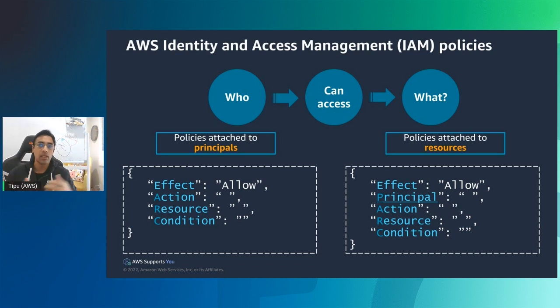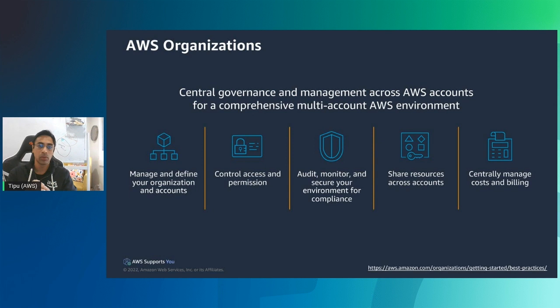Taking a step back, AWS Identity and Access Management has policies: who can access what? The who is the principal, so policies get attached to principals, and the what is defined within policies. Policies also get attached to resources. In these situations, we allow certain principals to access certain resources with certain permissions. As you can see in this example, we have the effect of allow to a certain principal for a certain action on a certain resource under a certain condition. So that's IAM as a whole.